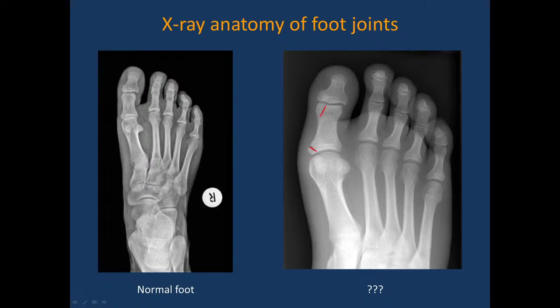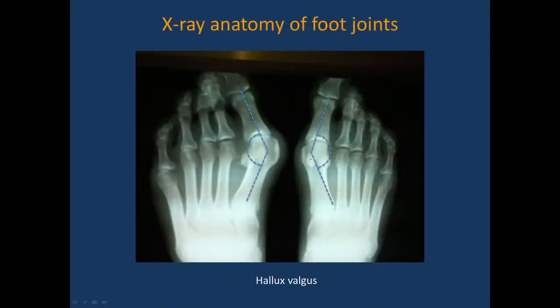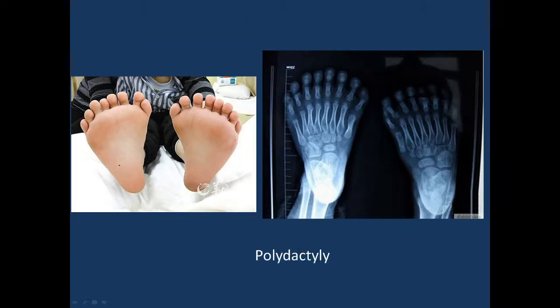And this one is a fracture of two epiphyses of the proximal phalanx of the right foot. And this is a hallux valgus deformation of the first digit, the first thumb on the foot. And this is also polydactyly.